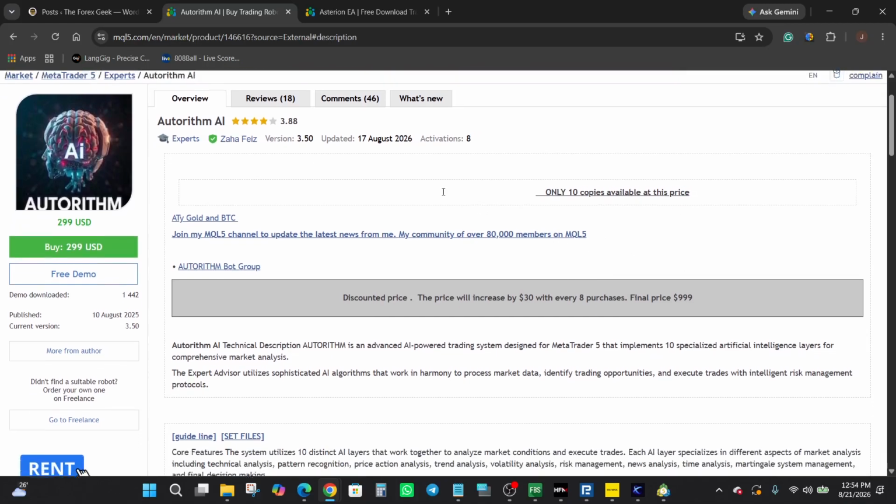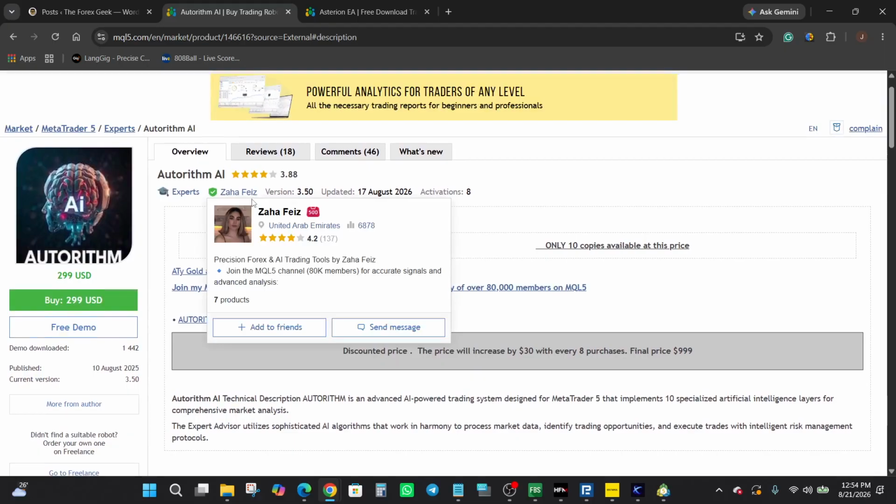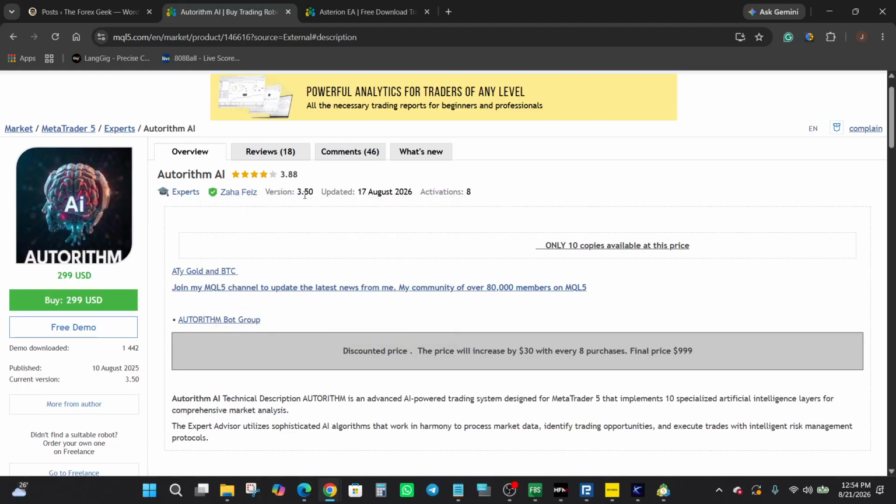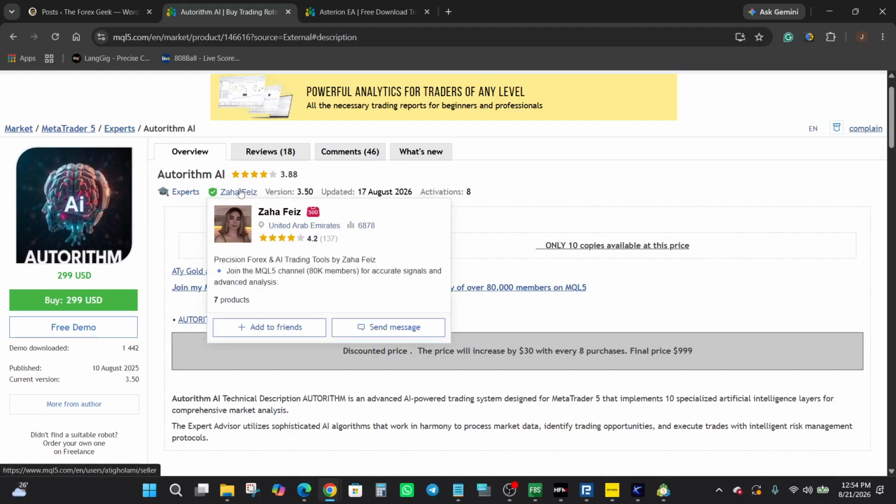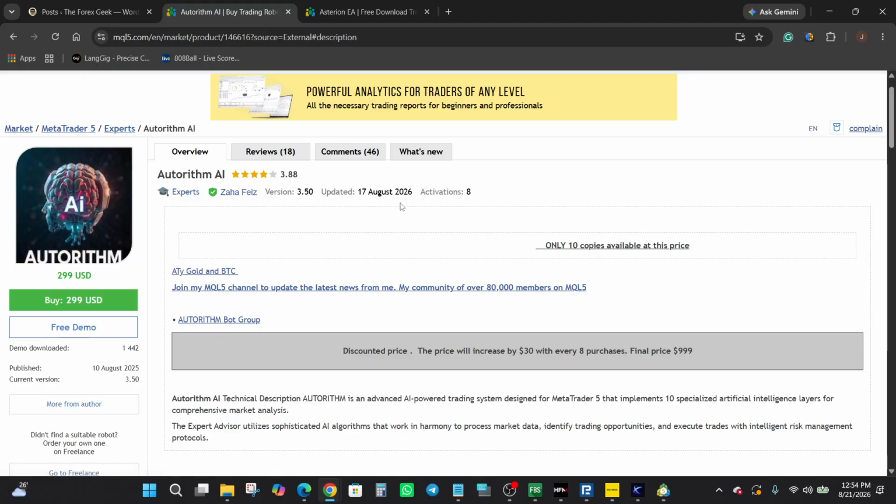So the developer is Zahafaze. The current version is 3.5, and the listing shows that it was updated on the 17th of August 2026. There are also 8 activations shown on the marketplace page.